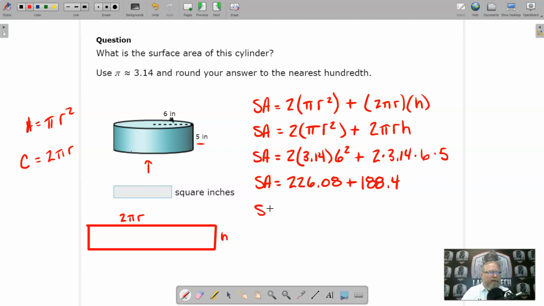188.4. Now I just need the total of what would be the surface area of the top and the bottom, and then the surface area of the sides is what I'm doing there. So I have 188.4. Going to add to that 226.08, and that's going to give me a total of 414.48. And it stops at the hundreds, which is nice because they want us to round to the hundreds. So 414.48. Okay.